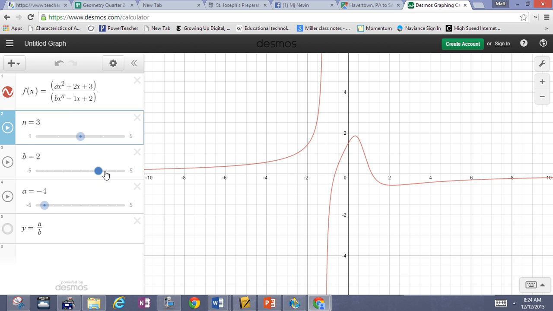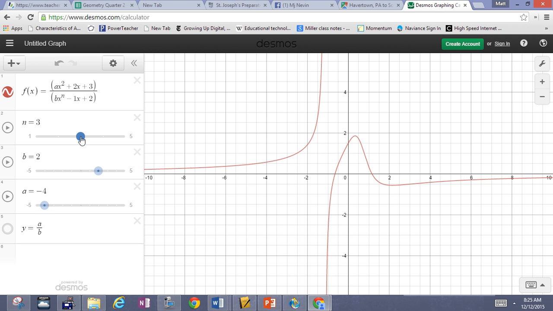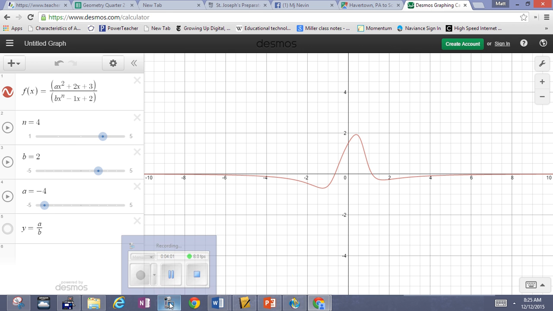When the highest power is the same in the top and the bottom, 2 over 2, it dictated that A over B would be my horizontal asymptote, y equals A over B. When the highest power was in the denominator, it will dictate that the horizontal asymptote will be the x-axis, the line y equals 0, okay? That is it for case 2, horizontal asymptote.